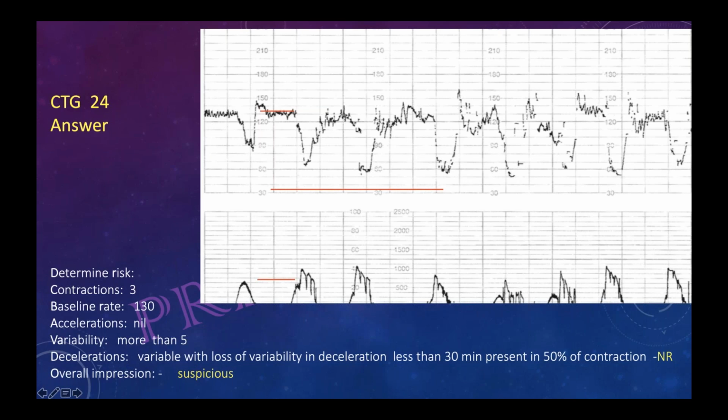Then these are variable decelerations. They vary in shape and size. This is different, this is different, this is different. Variable decelerations vary in shape, size and depth, so they have got a concerning feature. There is no variability in deceleration. Here you can even see late return also. And these are present in more than 50% of the contractions. But the trace is for less than 30 minutes, so it is an NR feature. So overall it is suspicious. So you did well. Who wants to do next?